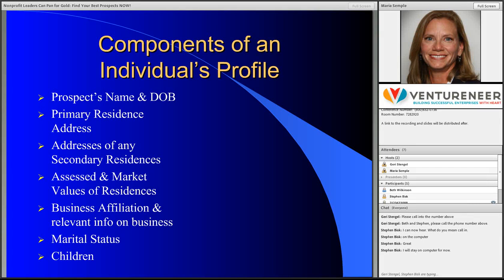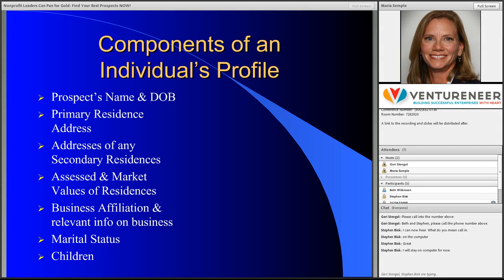I like to note the children, and if we have them, approximate ages of the children, because we like to know at what stage somebody is at in their lives. Are we talking about somebody who has a few children in college, at which point it might be a terrible time to ask them for a capital campaign gift?